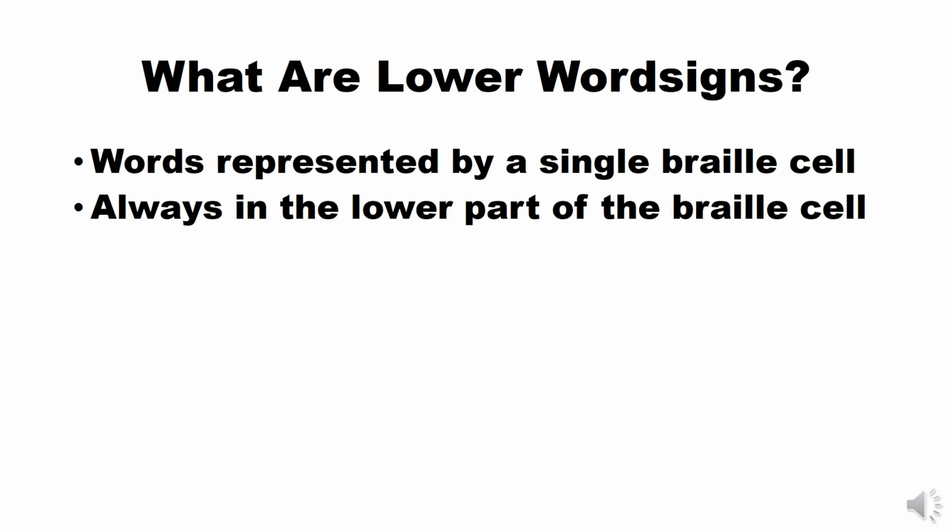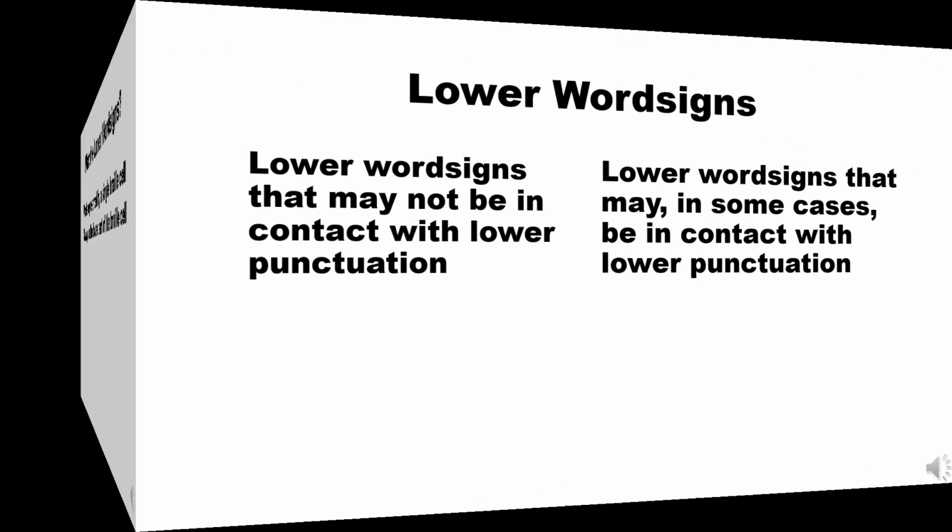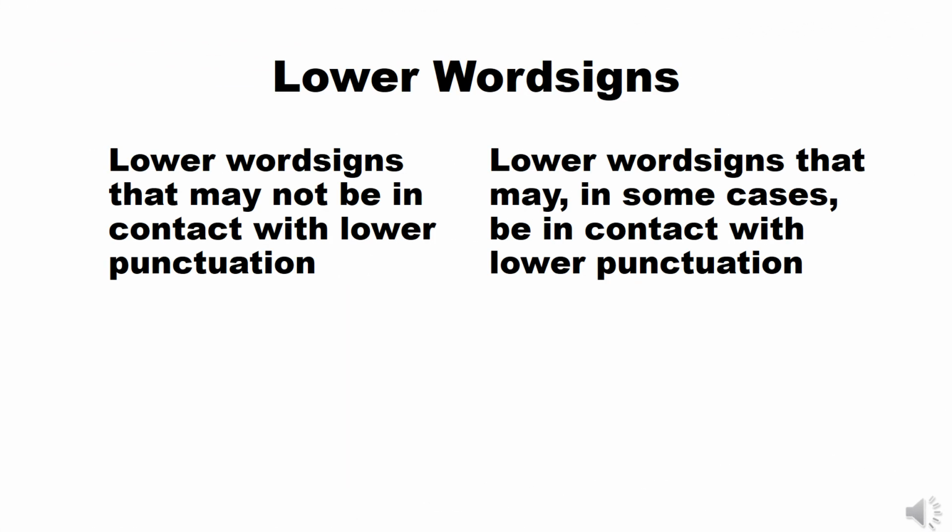On this slide, we ask the question, what are lower word signs? Lower word signs are special contractions in Braille where a whole word is represented by just one Braille cell. However, unlike most word signs you may know, the dots are located in the lower half of the Braille cell. These signs are divided into two groups. First, lower word signs that may not be in contact with lower punctuation like hyphens or dashes. Second, lower word signs that, in some cases, may be in contact with punctuation. In this episode, we will focus on the first group.